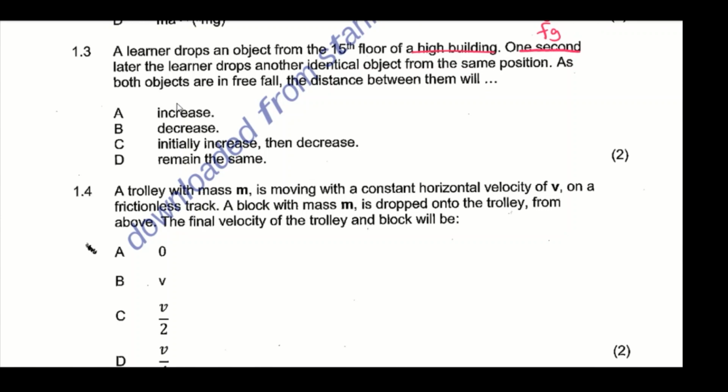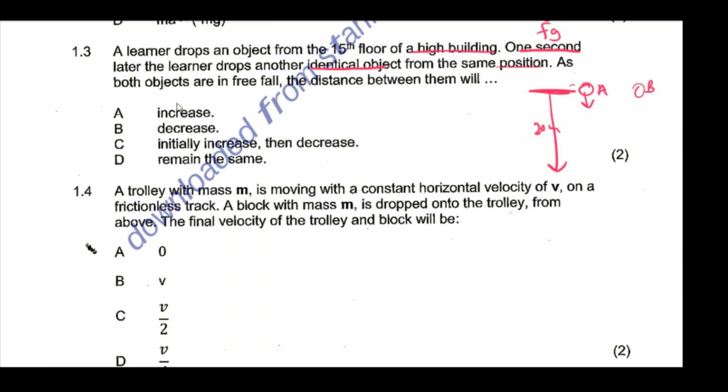One second later, the learner drops another identical object from the same position. As both objects are in free fall, the distance between them is, so this is the floor of the building, right? Let's say it's 20 meters and you're dropping it, you're not throwing it, you're just dropping it. So this ball is going to go down. Ball A will go down, right? And ball B will also go down after 1 second, right?